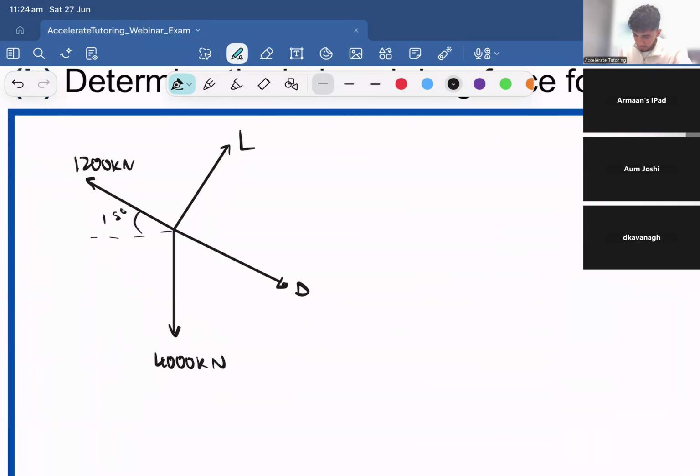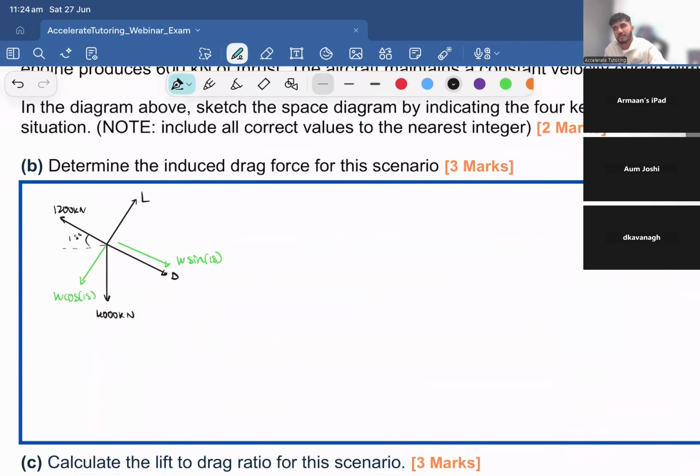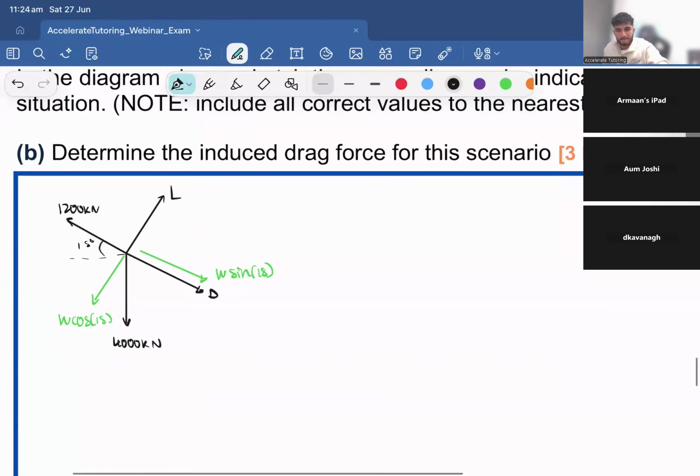That is 15 degrees, so we break this down into W cos 15, W sine 15. Now, how would I go about finding my induced drag? What do we do? How would I go about finding my induced drag? When it says induced drag, it's just asking for the drag force. So how do I find what my drag is? Does anyone want to tell me?